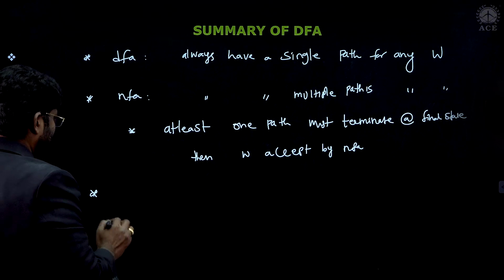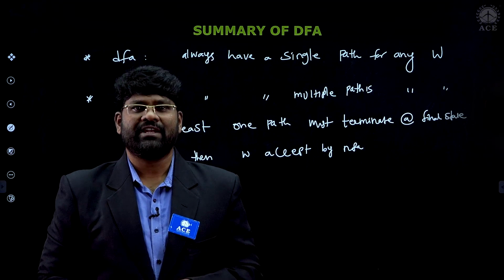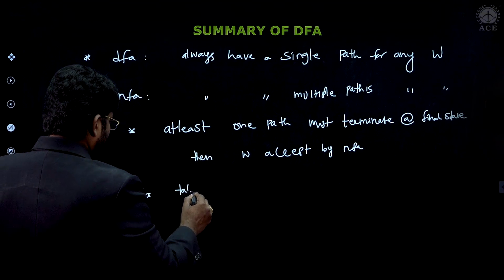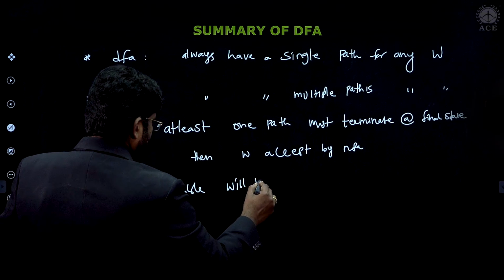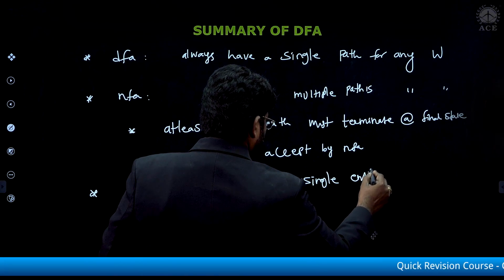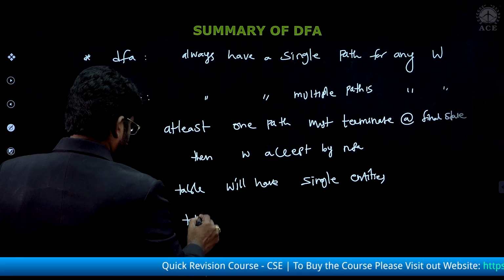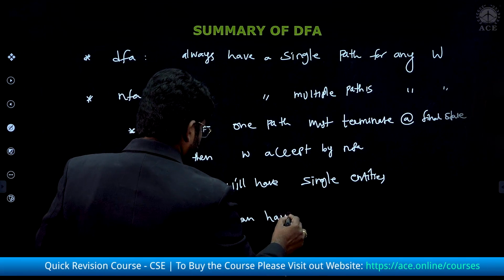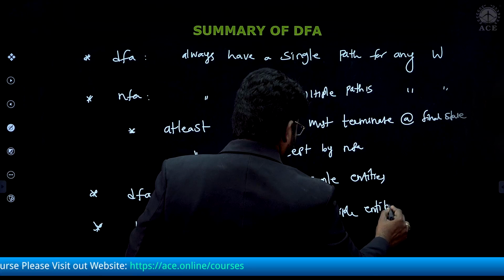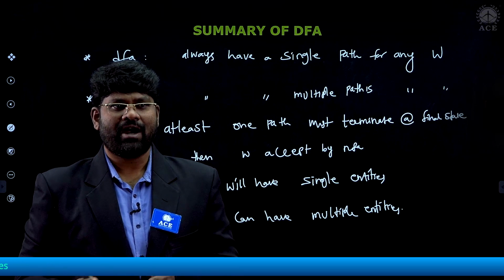Then how do you identify? If you take a table, an NFA table can have multiple entries, but a DFA table will have single entries. That's one thing. So a DFA table will have single entries, whereas an NFA table can have multiple entries. That's it. Those are the essential points you have to remember at the end of this particular topic.